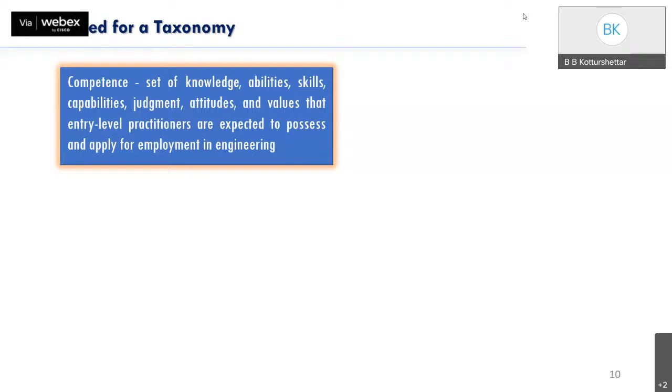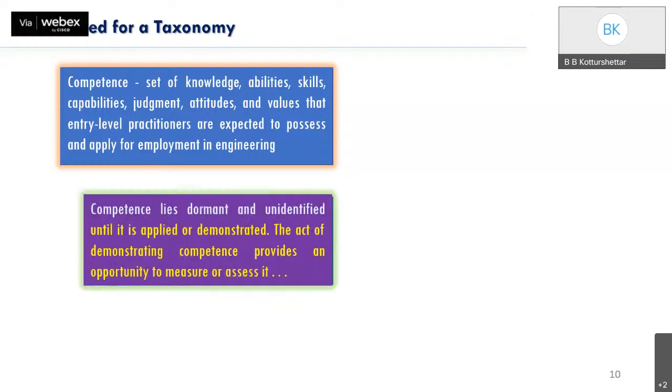that entry level practitioners or graduates are expected to possess by the time they graduate or when they apply for employment in engineering. And as I was discussing in the context of the previous slide, competence lies dormant and unidentified until it is applied or demonstrated. So we need to have a platform where students demonstrate their competencies. So this taxonomy should help me in preparing this platform.